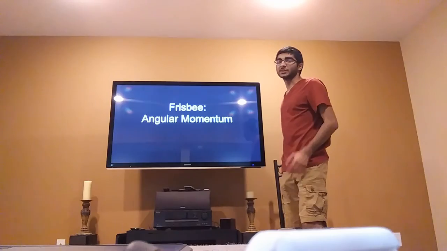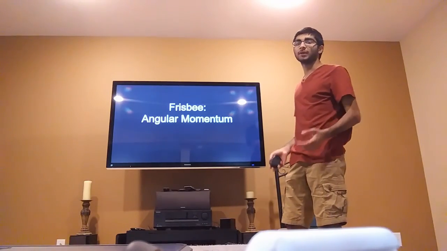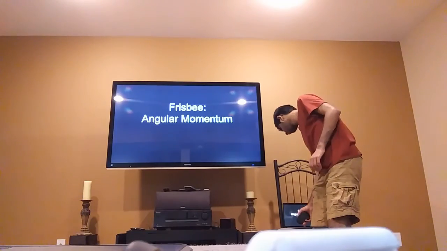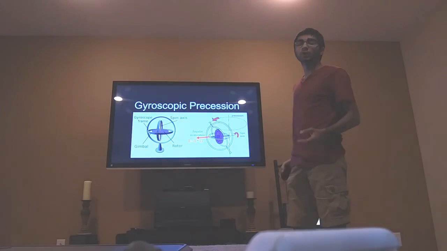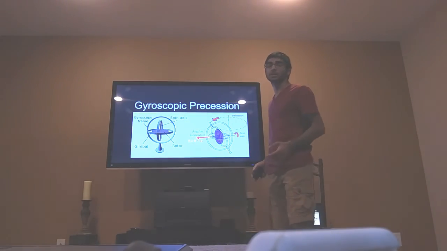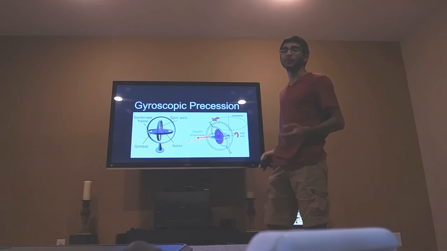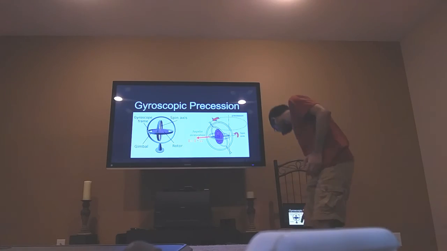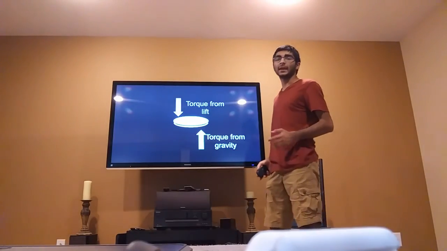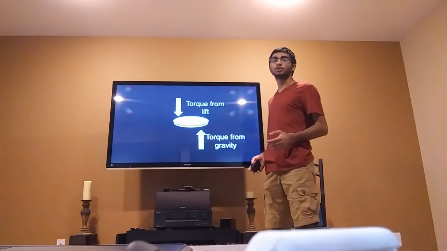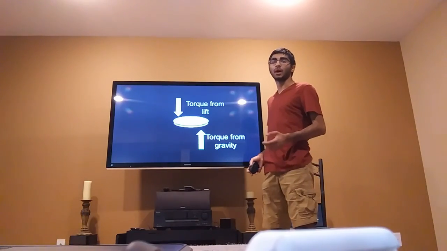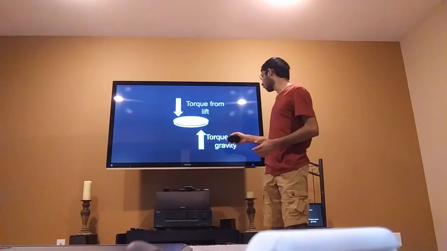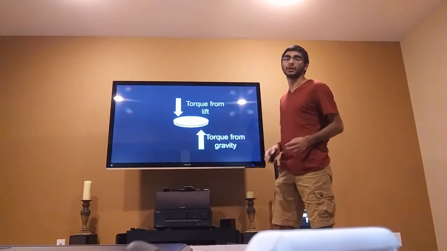One aspect of physics that directly relates to how a frisbee flies is the conservation of angular momentum. Due to a concept called gyroscopic precession, the more angular momentum an object has, the more stable it flies. This is because an increased angular momentum resists torque from forces acting upon the object perpendicularly. In this case, these are the torque from gravity and the torque from lift.